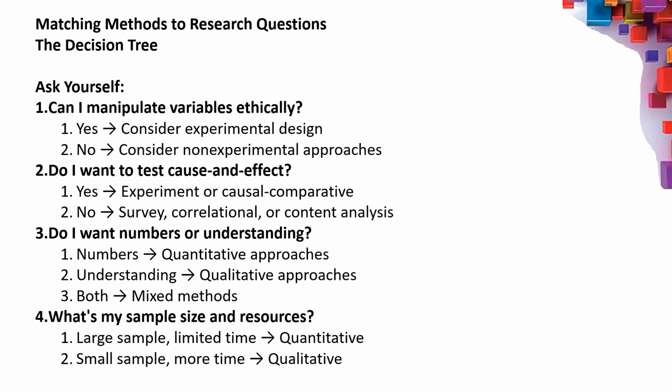You can use this decision tree to match your method to your research question. Start with whether you can ethically manipulate variables. This determines experimental versus non-experimental. Then consider whether you're testing causation or exploring relationships. Think about whether you want numerical data or deep understanding. Finally, consider practical constraints like time, money, and sample availability.